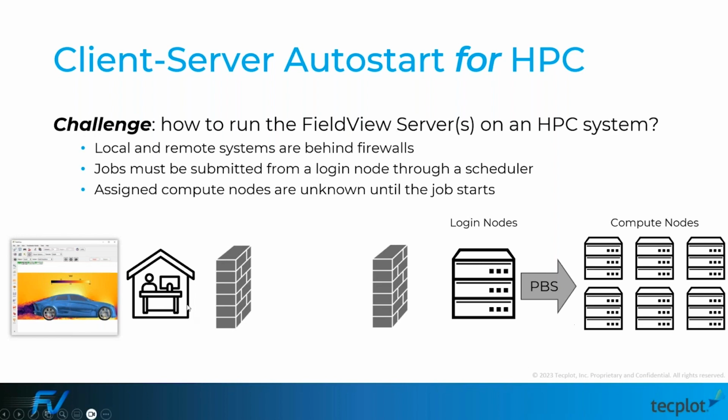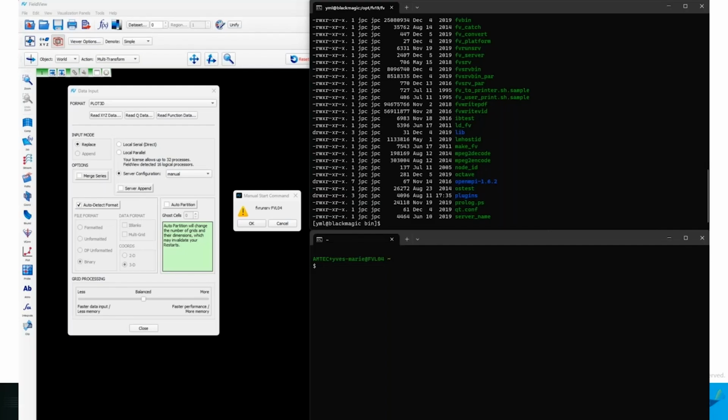Difficulties like having firewalls between your local machine and the login node of the cluster, only being allowed to connect to a login node and then having to submit your jobs on a job scheduler, like PBS, for instance, is another difficulty. And once you get assigned some nodes, well, you don't know ahead of time which nodes you're going to get. And so you don't know what nodes need to be connected from the local client to the FieldView servers. So a lot of additional difficulties for modern high-performance computing systems nowadays. And honestly, for very advanced users, it was doable to do client-server, but most of the time they had to resort to doing what we call manual mode.